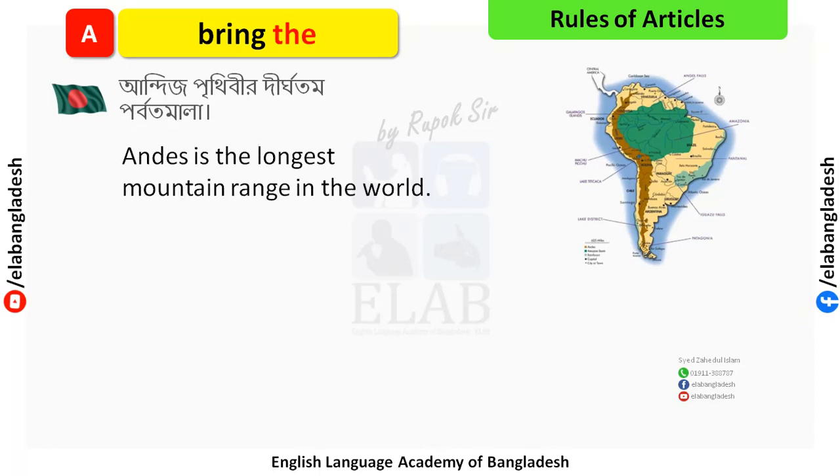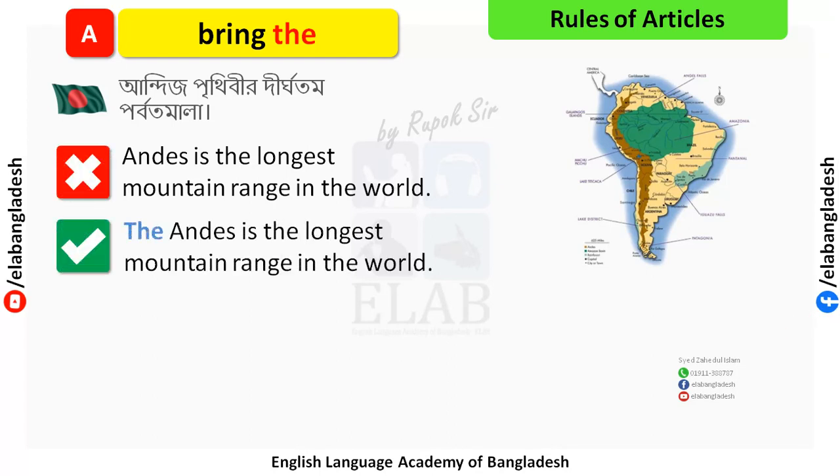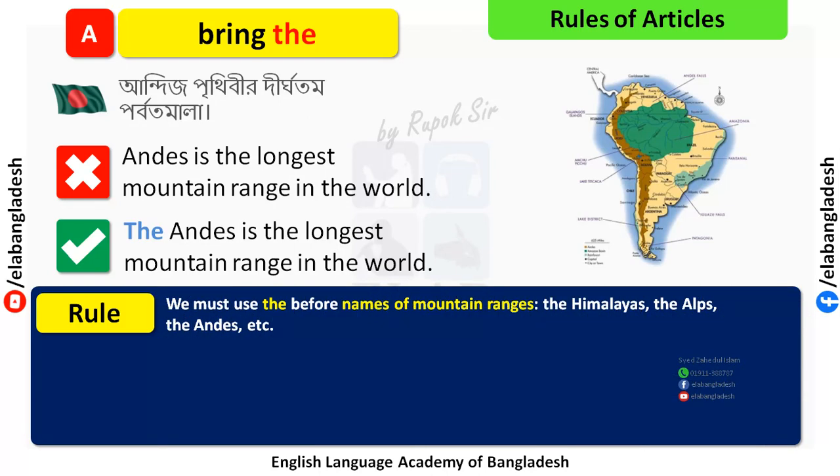Andes is the longest mountain range in the world. The Andes is the longest mountain range in the world. We must use the before names of mountain ranges: the Himalayas, the Alps, the Andes, etc.